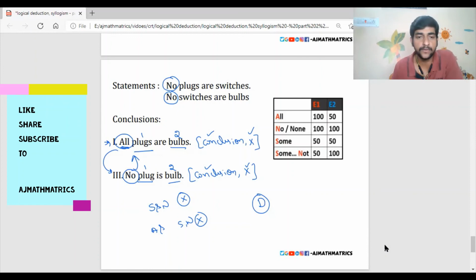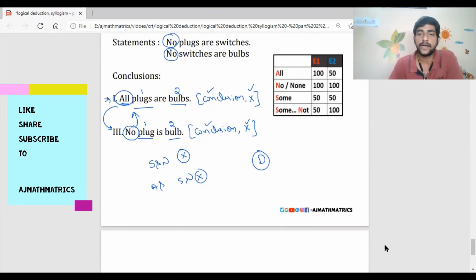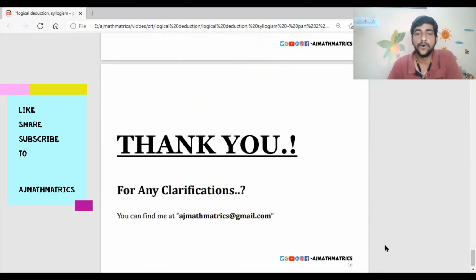What is the complementary rule here? One should be positive, one should be negative, but the pair should be, one pair is some and no. But here we don't have some and no, and the other pair is all and some not. All is there, but some not is not there. So the complementary pair rule is not satisfied. So the conclusion does not follow. So I hope I am clear.